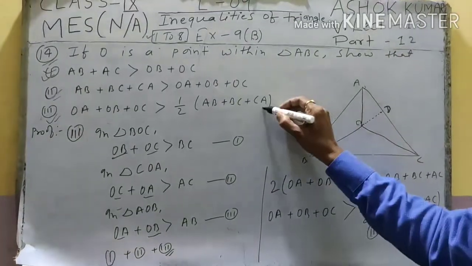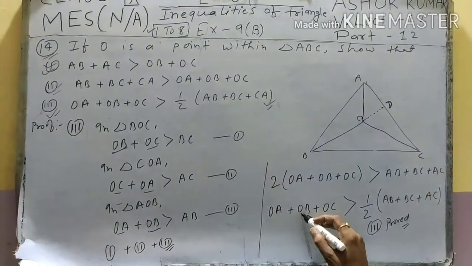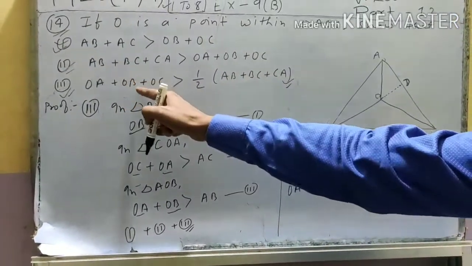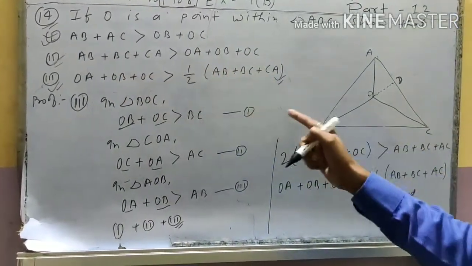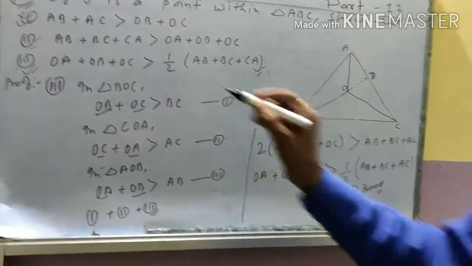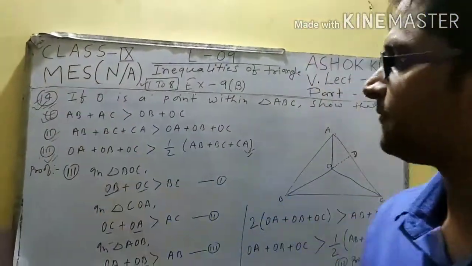Look at here, student. OA plus OB plus OC is greater than 1 by 2 (AB plus BC plus AC). Okay student, I hope you will understand question number 14.